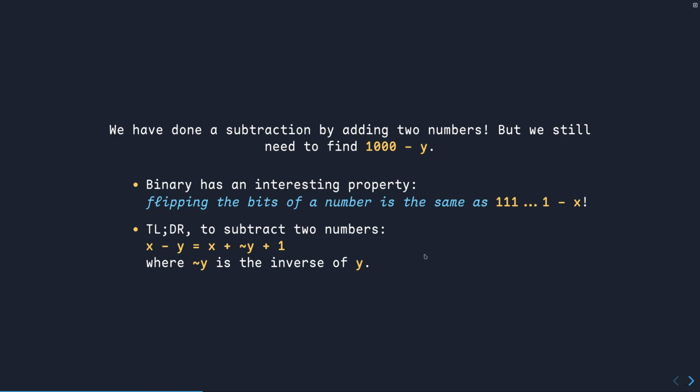So we have almost done a subtraction, but we still need to find this number, 1000 minus y. And this is where binary actually has a very interesting property which we can use, which no other positional number system of any other base has. And that is when we are flipping the bits of a number, we are doing the same as calculating 1111 and so on minus x. You can try to figure out for yourself why this is.